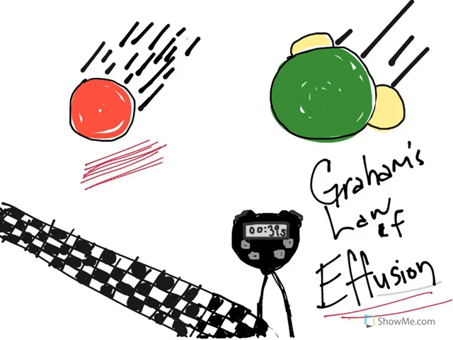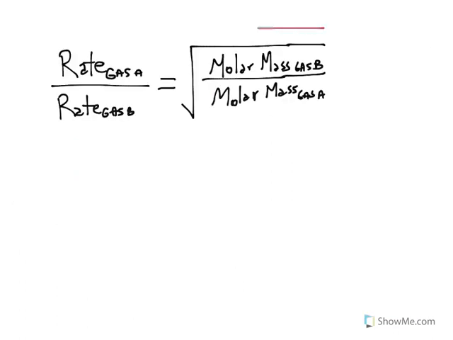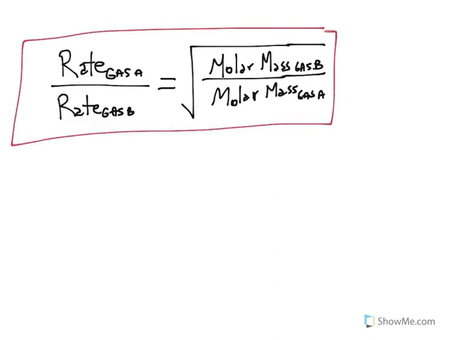So let's look at an equation. Here it is. So our equation is the rate, right, or speed of a gas. We're just going to use gas A. It doesn't matter who you assign gas A, but I do have a recommendation a little bit later. Divided by the rate, or speed, of gas B is equal to the square root of the molar mass of gas B divided by the molar mass of gas A. So notice how there's a sort of inverse square root proportionality going on here.